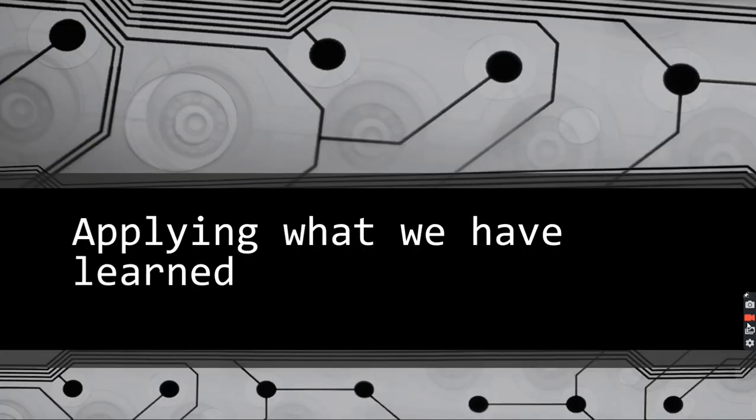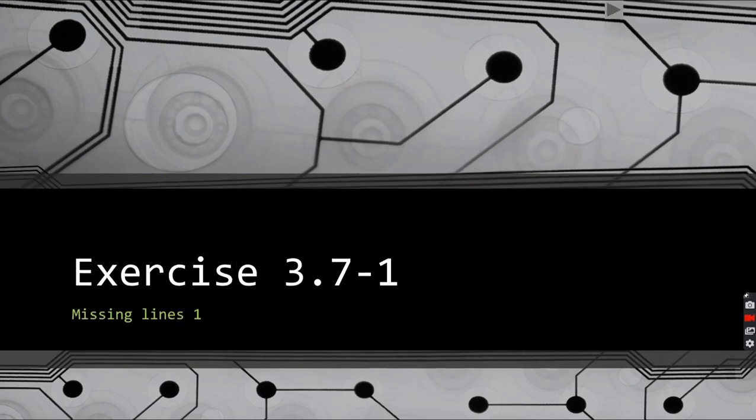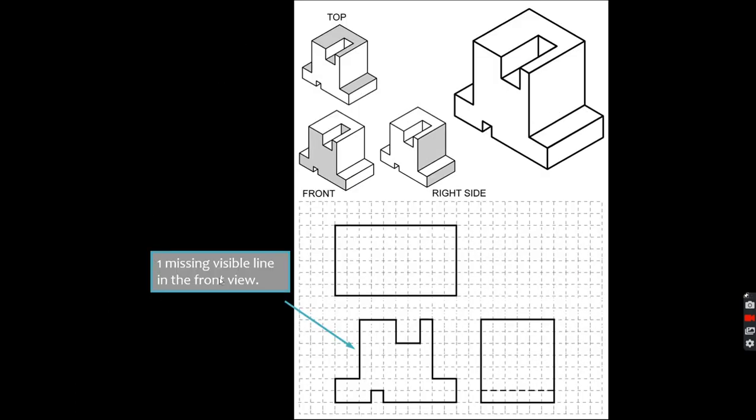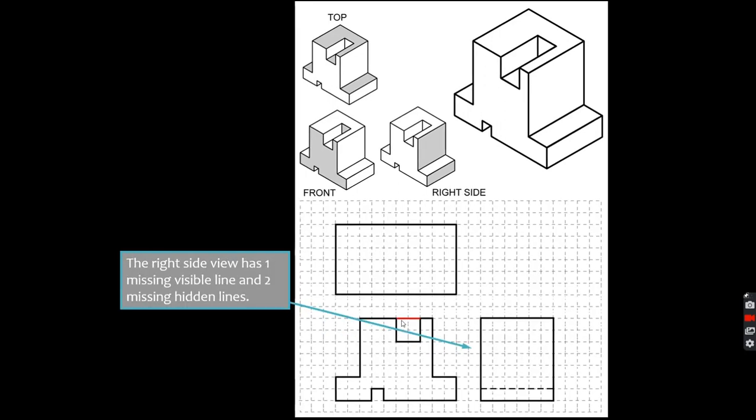Okay, applying what we learned. Missing lines. Fill in the missing lines in the front, right side, and top view. There is one missing visible line in this view here. Can you find it? Okay, it is this line right here.